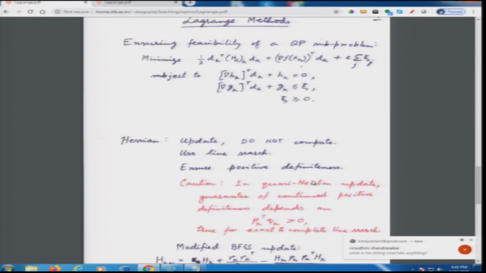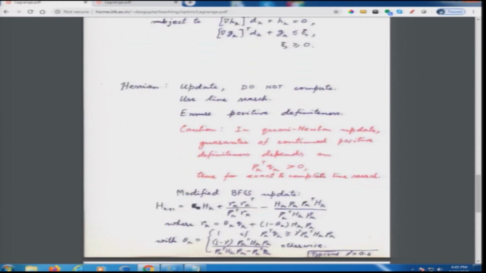However, there is one issue here. In the Quasi-Newton update, the guarantee of continued positive definiteness depended on this Pk transpose Qk being positive, which is true for an exact line search, which also means a complete line search. We discussed earlier that in this Quasi-Newton update, if we conduct inexact line search, then this will suffer to some extent, and that was one issue with inexact line search in Quasi-Newton methods.